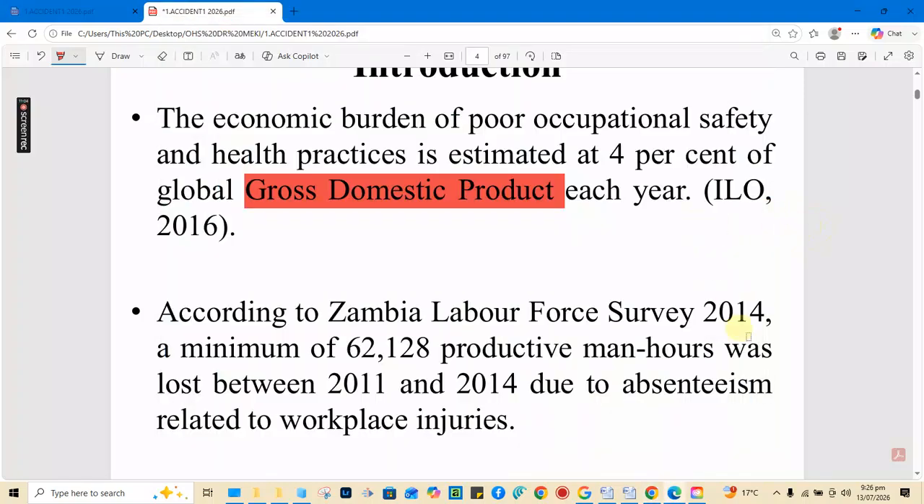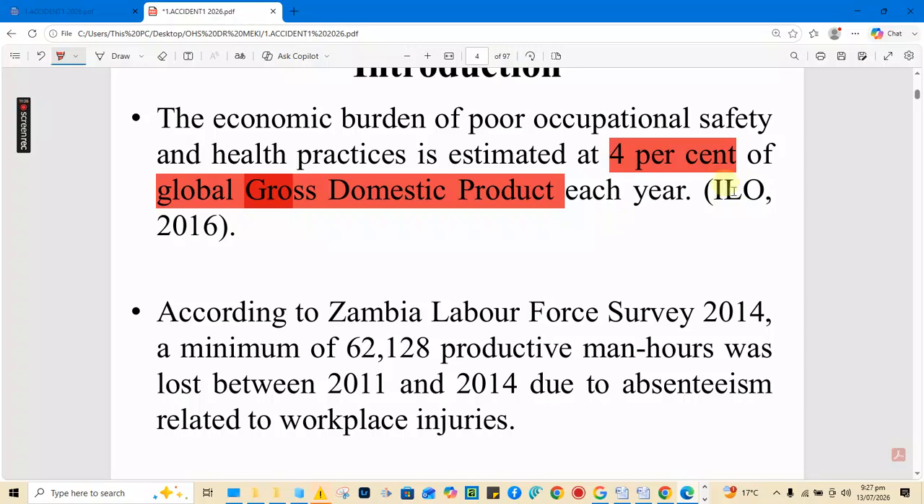But anyway, we're going to move on. So that's 4%. This is something to take note of. 4% of global domestic product, and this is not just GDP for a local country or a nation. It is global domestic product. 4% of the GDP gets lost each year. This is according to the International Labour Organization of 2016.